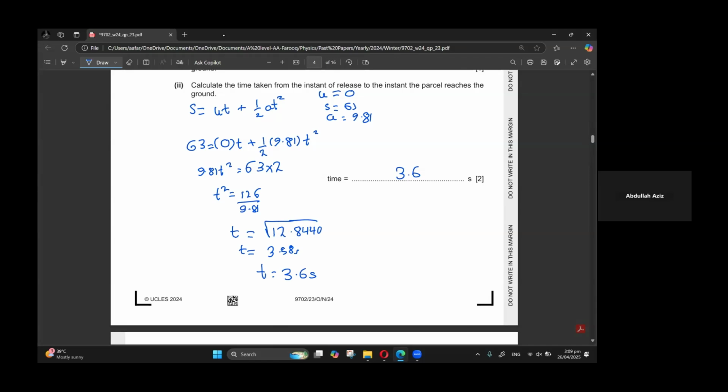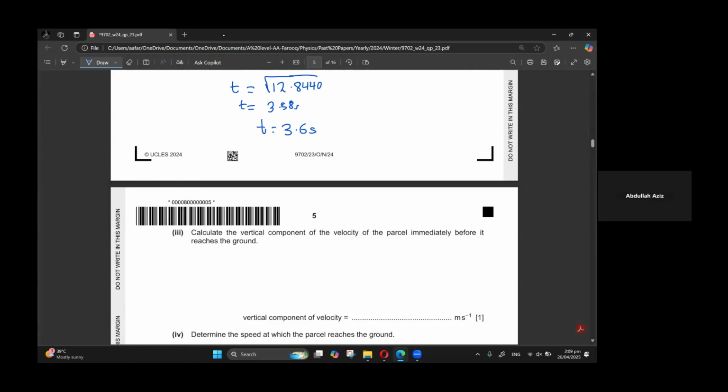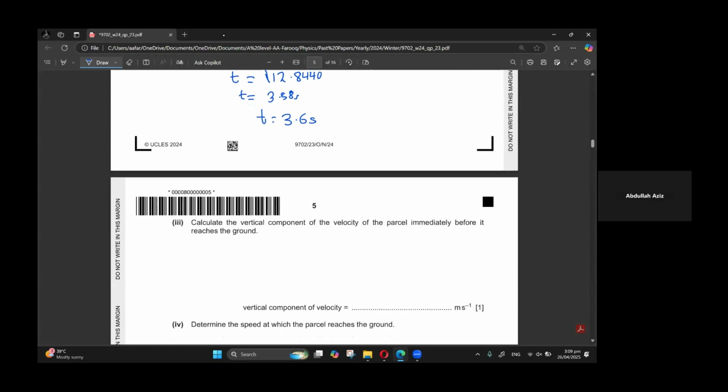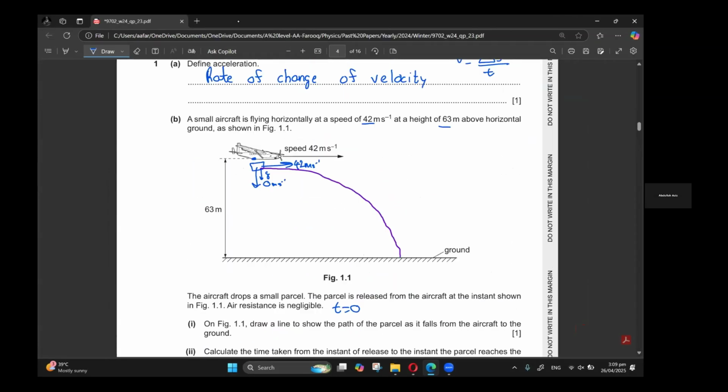Calculate the vertical component of the velocity of the parcel immediately before it reaches the ground. So basically, it's asking us to find the vertical velocity when the parcel hits the ground.